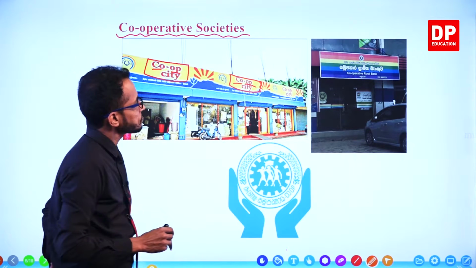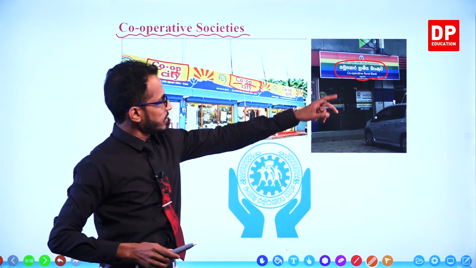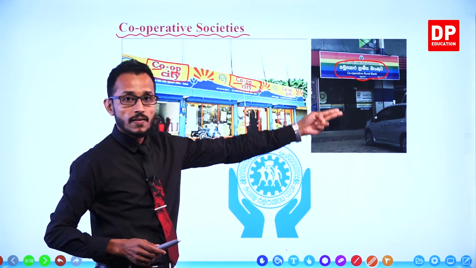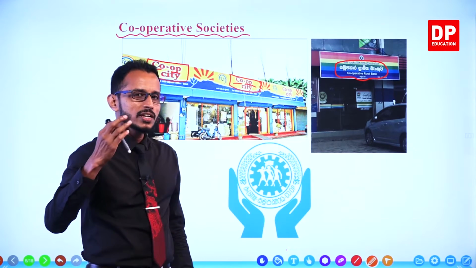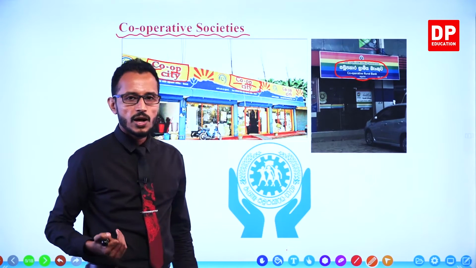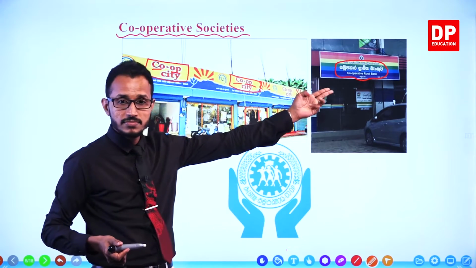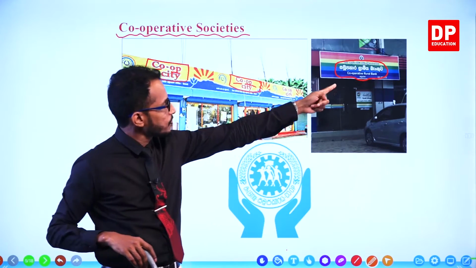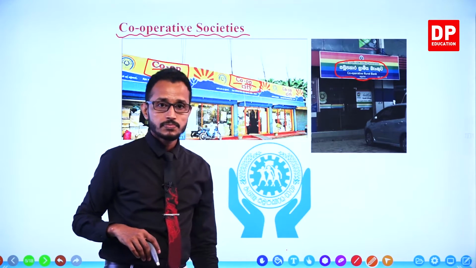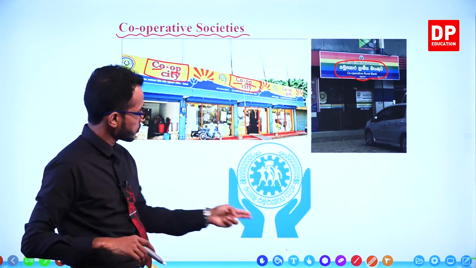Samupakara. Here we have Cooperative Rural Bank. Okay. I'll give you another name that we use in our country. Sanasa. Sanasa Banku. Sanasa. Those are cooperative banks. Cooperative rural banks. Okay. And this is the logo of cooperatives.